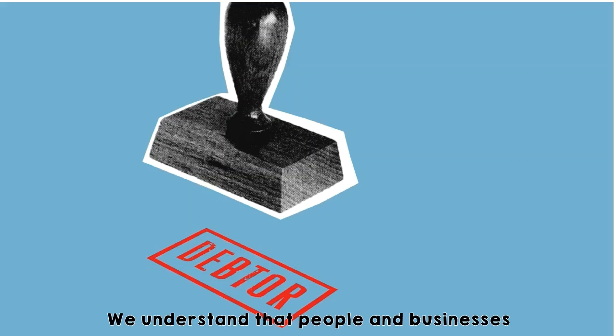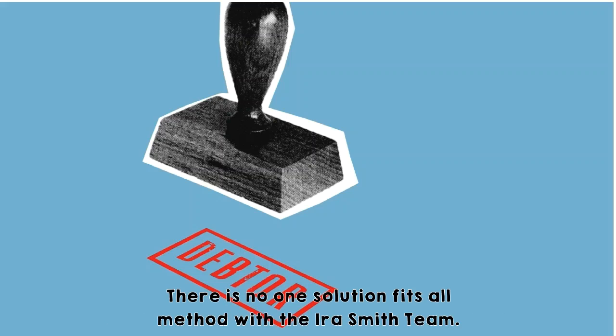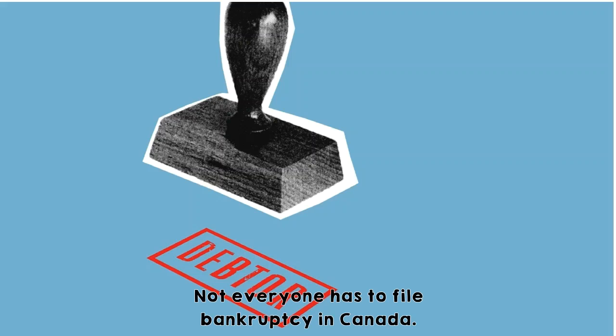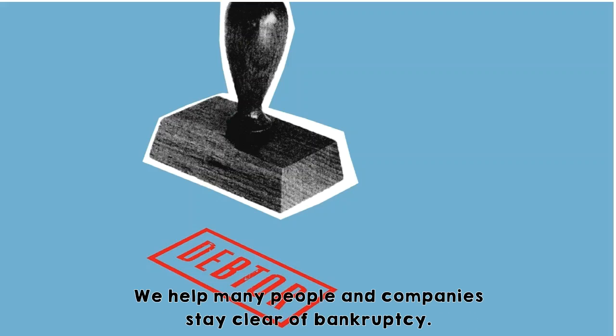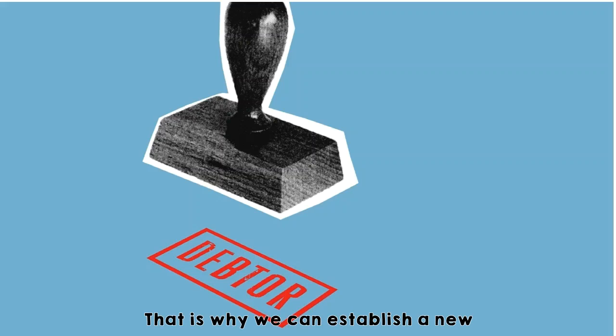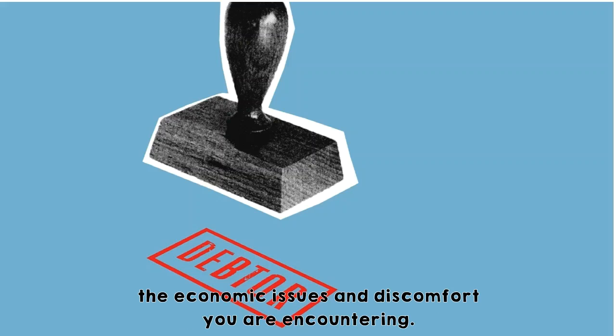We understand that people and businesses facing financial issues need a realistic lifeline. There is no one-solution-fits-all method with the Ira Smith team. Not everyone has to file bankruptcy in Canada. The majority of our clients never do. We help many people and companies stay clear of bankruptcy. That is why we can establish a new restructuring procedure for paying down debt that will be built just for you. It will be as one of a kind as the economic issues and discomfort you are encountering.